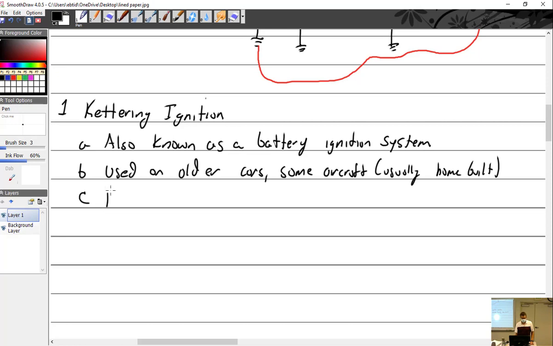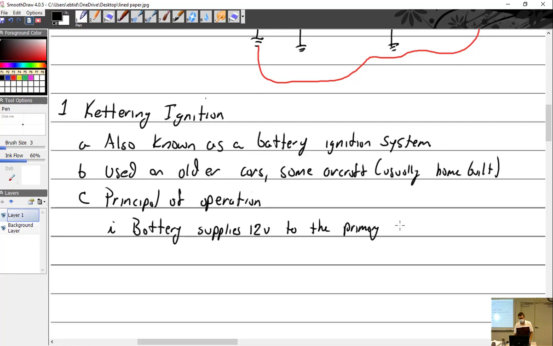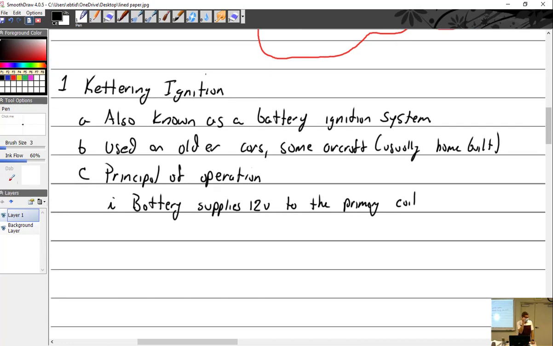All right, so what is our principle of operation? One, a battery supplies 12 volts to the primary coil. What happens if the battery goes dead? Then the whole thing goes dead. What if your alternator goes? Just put a new battery in there. Just go to AutoZone.